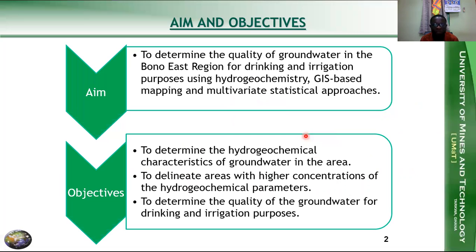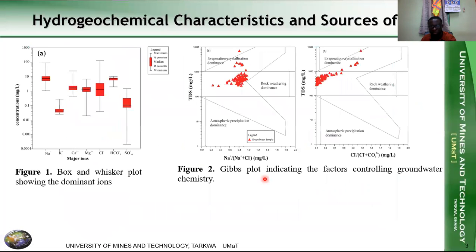The objectives are specifically, number one, to determine the hydrogeochemical characteristics of groundwater in the area. Number two, to delineate areas with higher concentrations of the hydrogeochemical parameters. And the third objective is to determine the quality of the groundwater for drinking and irrigation purposes.